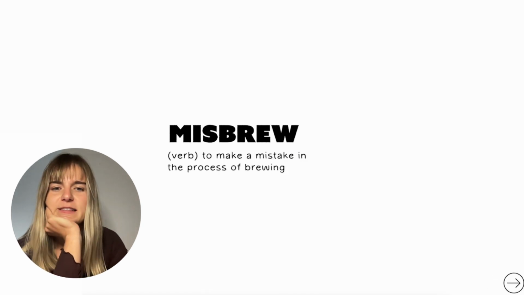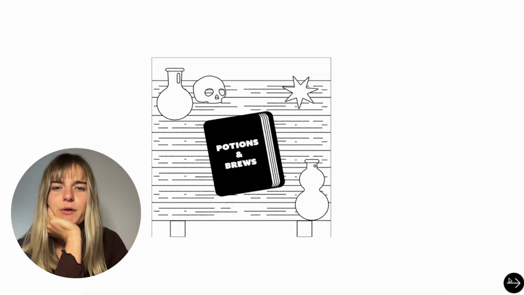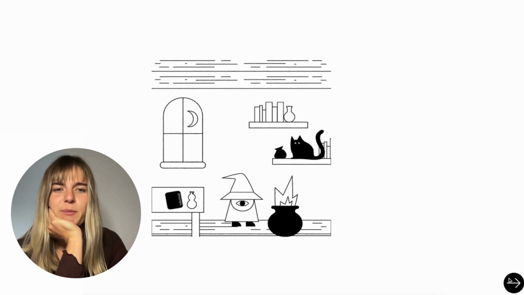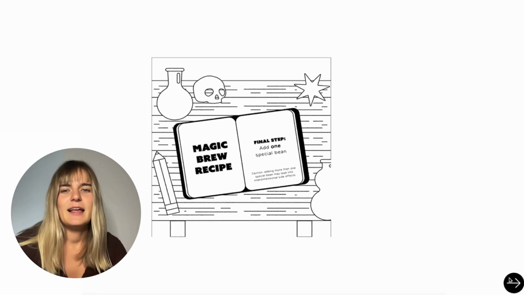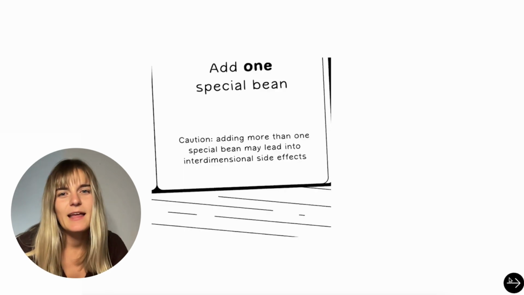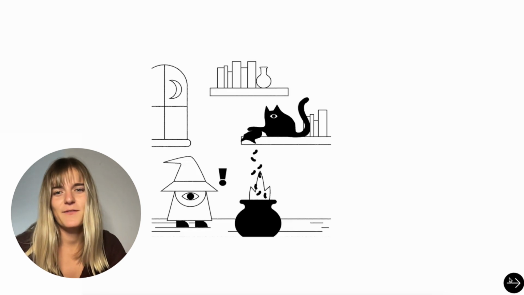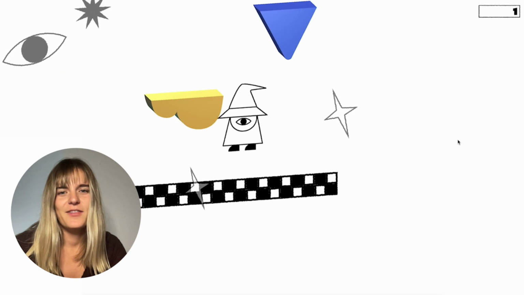MISBREW, verb, to make a mistake in the process of brewing. My little castle, potion and brews. This is our wizard. You can see he's brewing in his cauldron. And he's working on a recipe where the final step is to add 1 special bean. And then, there's always the fine print. Caution, adding more than 1 special bean may lead to interdimensional side effects. So then, of course, naturally his cat knocks over the entire bag of beans, and we fall into the world of the platformer.